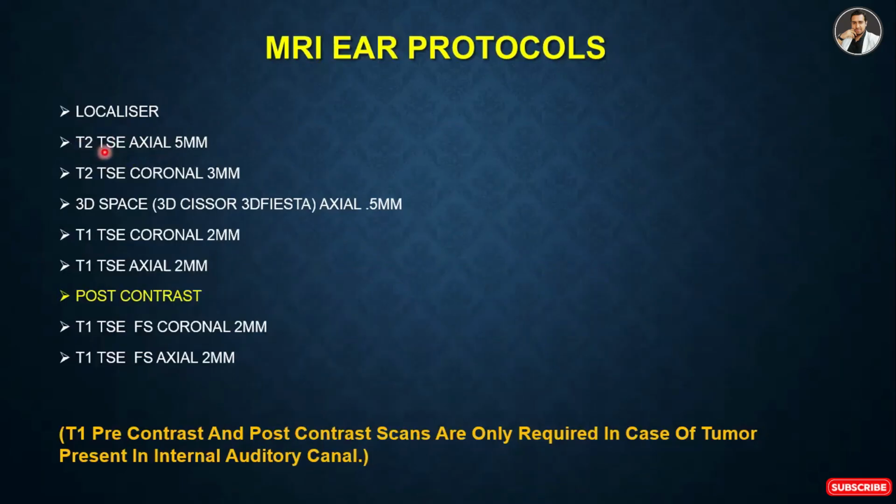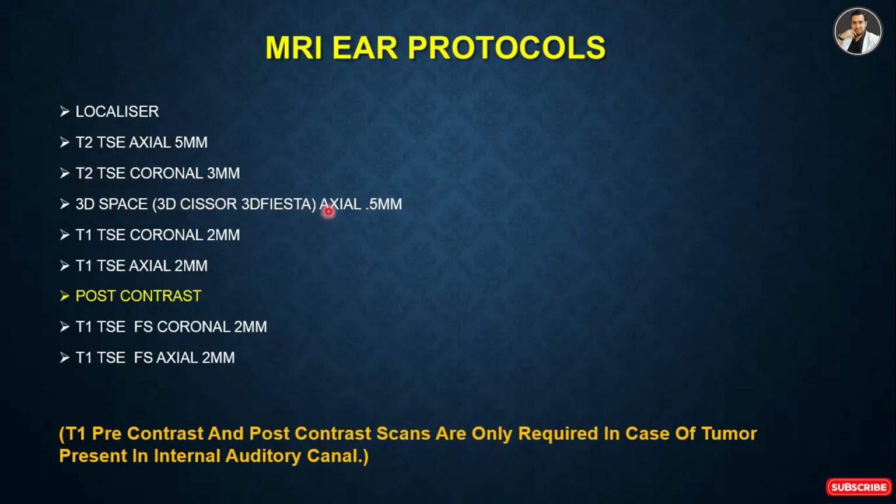We will take 2 brain sequences of the whole brain. T2 coronal 3 mm. We will take a 3D sequence. This is called the SPACE of the brain. It is also called CISS or FIESTA by other companies.